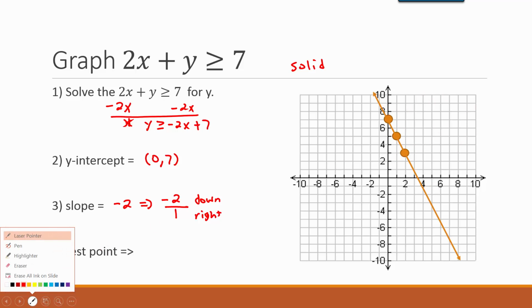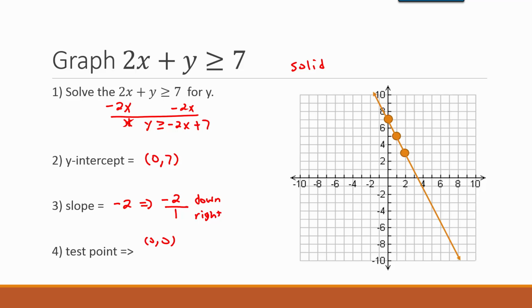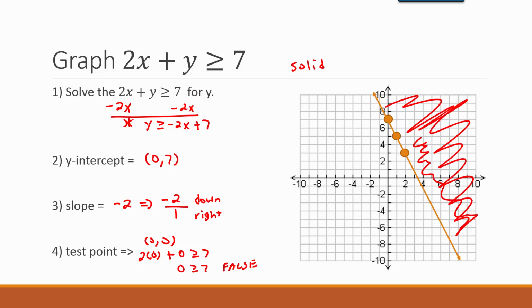Let's pick our test point of (0, 0), plug it in, and see if it makes a true statement or not. And you can plug it in the original or where you solved for y. I will just plug it into my original equation. So 2 times 0 plus 0. 2 times 0 is 0 plus 0, 0. 0 is not greater than or equal to 7. So again, nothing on the side that (0, 0) is on would be true. Everything on the opposite side, all the points on the opposite side of the line would be my solutions, including the points on the line.